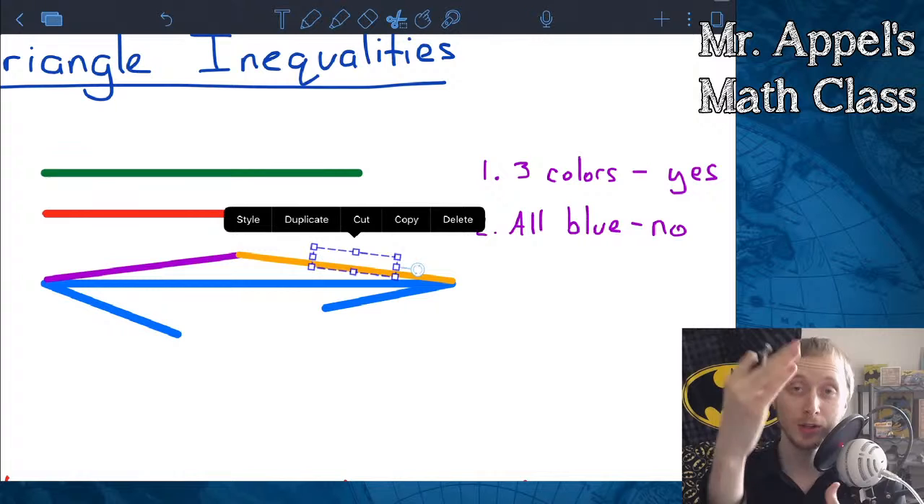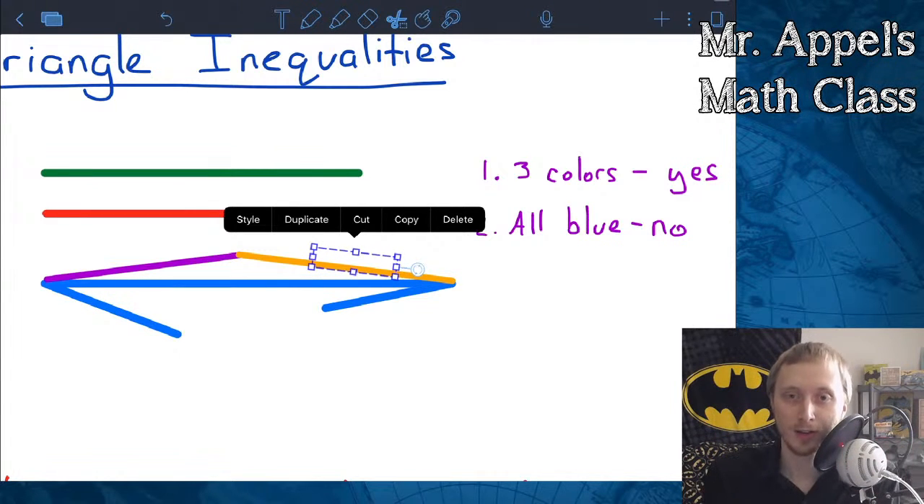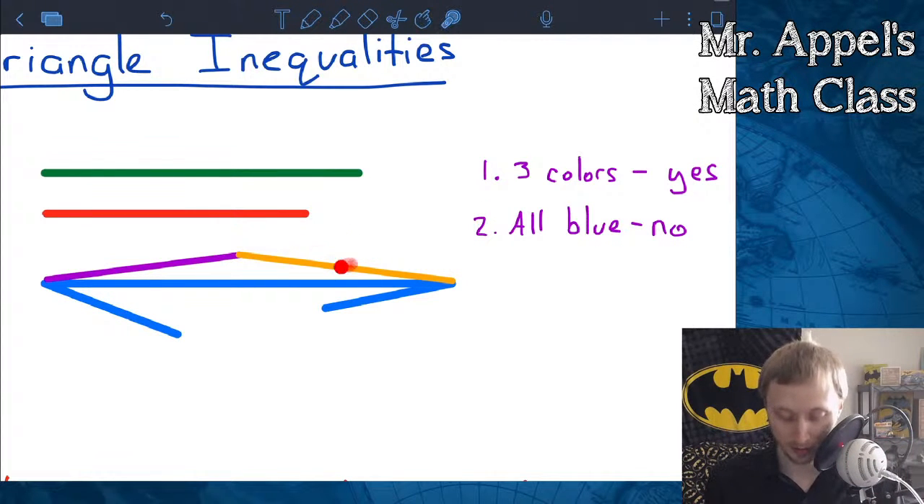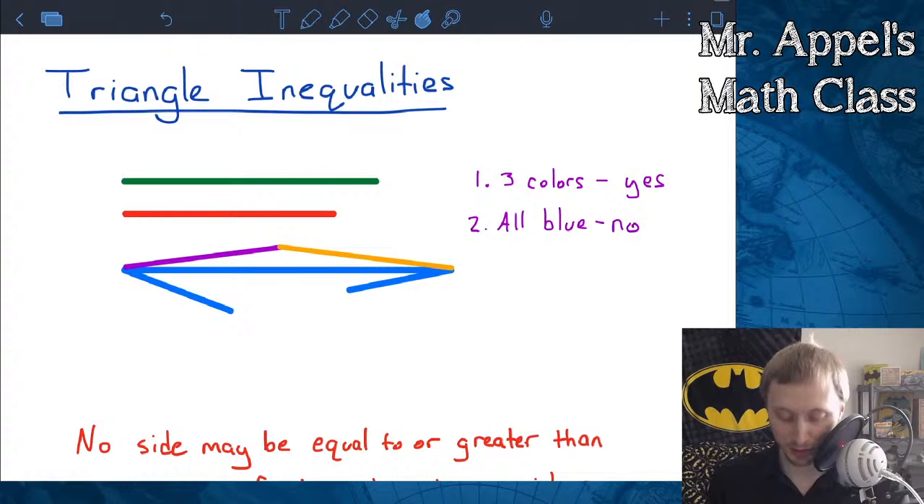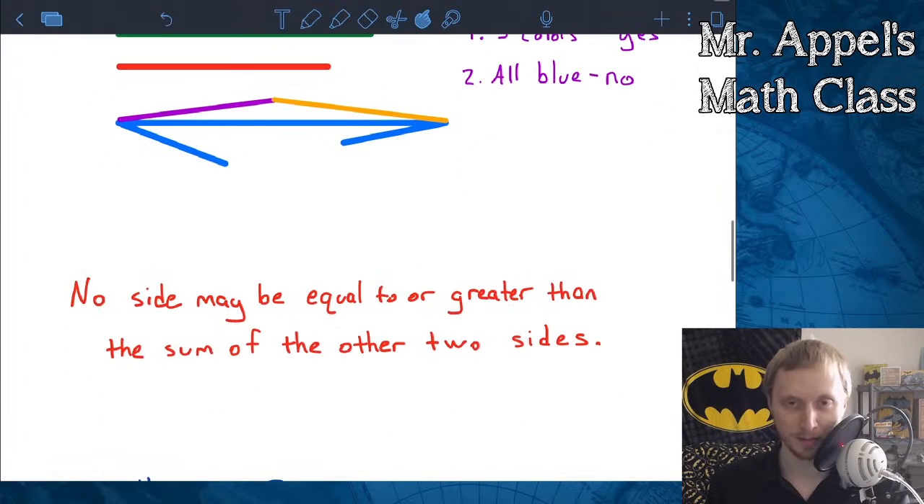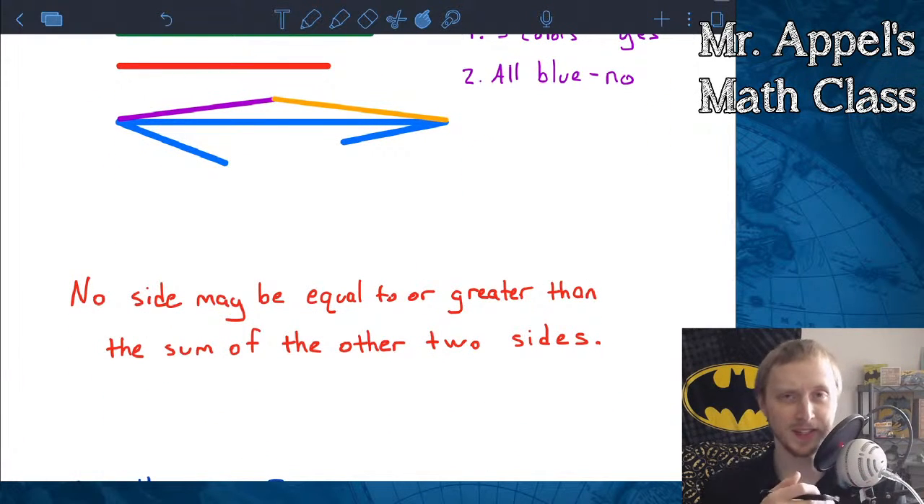And of course, you can go beyond that. You can make them longer and longer, so long as this one doesn't then become longer than these 2 combined, right? Which brings us to our general rule for the triangle inequality. I often see this as the sum of the other 2 needs to be greater than, but I think it's easier to focus on the biggest side. No single side may be equal to or greater than the sum of the other 2 sides. Okay?